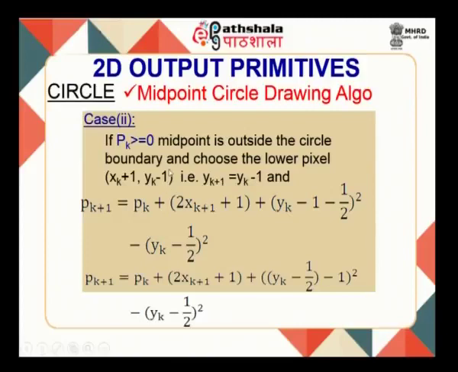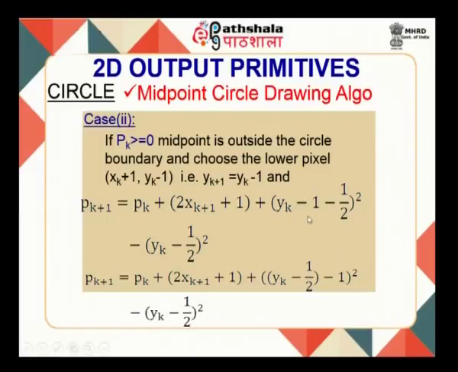So, first we have considered case 1, p k less than 0, which means the midpoint is inside. Now, for case 2, p k is greater than 0, the midpoint is outside the circle boundary. Then the y we will be choosing is the lower pixel or the inner pixel, which is y k minus 1. So, the next pixel to be plotted is x k plus 1 comma y k minus 1, and replace y k plus 1 with y k minus 1 in the equation for p k plus 1. You get this relation, this expression on the right.